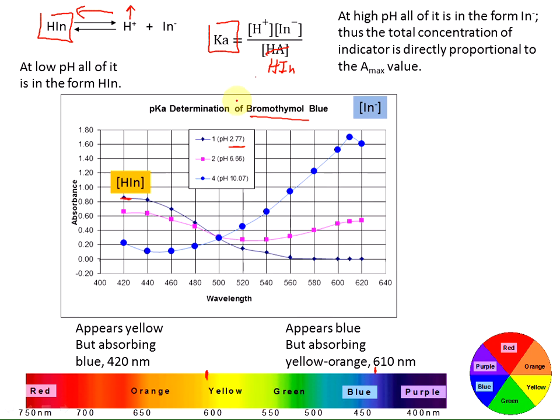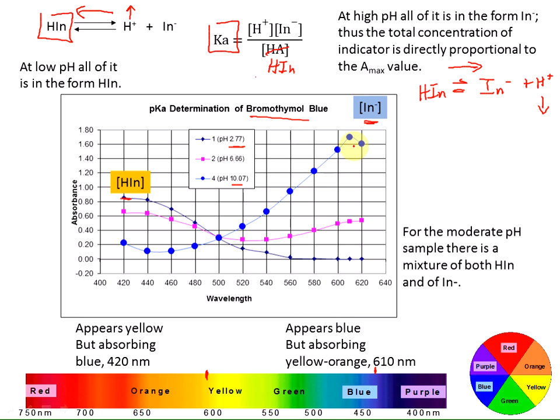But at high pH, you have a low concentration of the H+. So if I write my equilibrium reaction again, if my H+ concentration goes down because my pH is going up, so I have lots of hydroxides in solution, the hydroxides react with the H+ to make water. My H+ concentration goes down. So that's going to shift my reaction to the right. I'm going to have less HIN, less of the protonated form of my indicator, and the IN minus, the deprotonated form, is going to go up. So at high pHs, something like a pH of 10.07, all of my indicator is in the form of the IN minus. So this IN minus corresponds to this peak right here, this large peak absorbing at 610. So it appears blue at high pHs, but it's actually absorbing yellow-orange light.